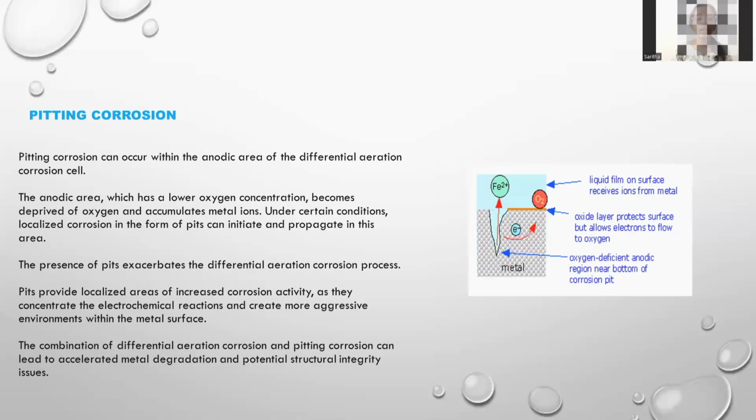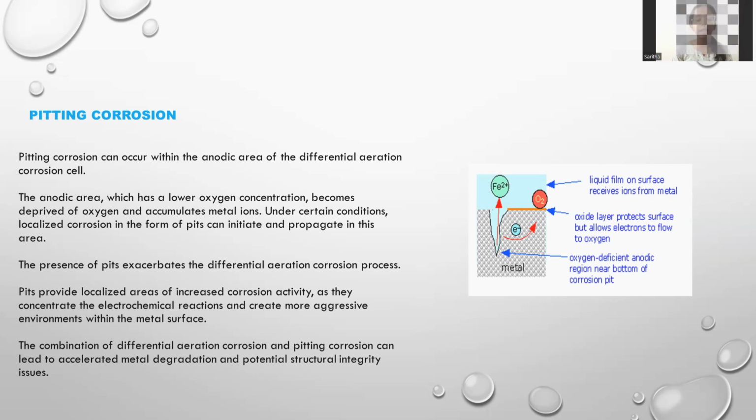Pitting corrosion. Pitting corrosion can occur within the anodic area of the differential aeration corrosion cell. The anodic area, which has a lower oxygen concentration, becomes deprived of oxygen and accumulates metal ions under certain conditions. Localized corrosion in the form of pits can initiate and propagate in this area. The presence of pits exacerbates the differential aeration corrosion process.